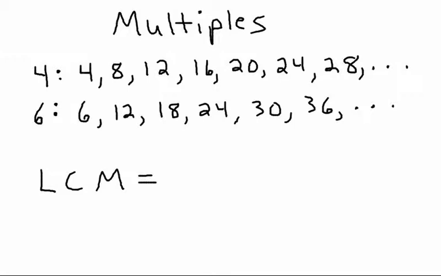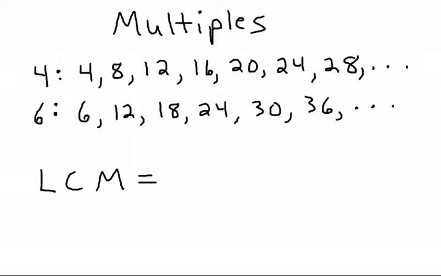Okay, now let's take a look at multiples. Multiples of a number are the numbers I get when I take 1 times the number, 2 times the number, 3 times the number, and so forth. So the multiples of 4 are 4, 8, 12, 16, 20, 24, 28, and on and on and on. That's what those 3 little dots mean. The multiples of 6 are 6, 12, 18, 24, 30, 36, and so forth.